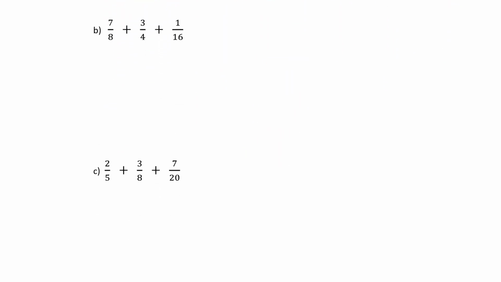Let's try the next one together. Here we have 3 different fractions. We have 8, 4, and 16 as the denominator. So let's find the lowest common denominator by doing prime factorization.